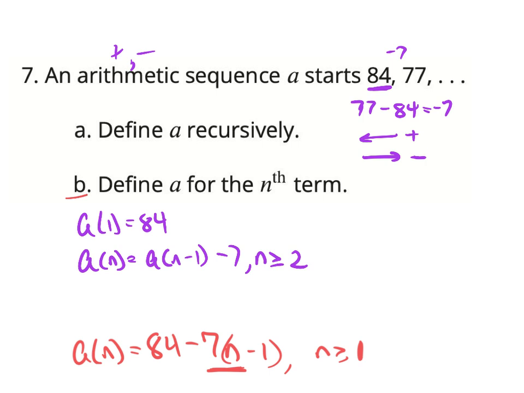There you go. All right. 1 minus 1 is 0. That'll give you the first term. 2 minus 1 is 1. 7 times 1 is 7. 84 minus 7 is 77. That's the second term. And it works.